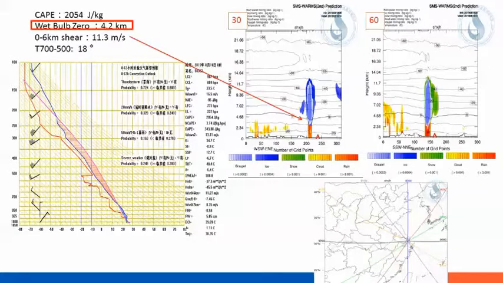The height of the wet bulb temperature zero is 4.2 kilometers. Will it reduce in the future? So look at the right image, which is the vertical distribution of height in meters in two different directions of the model forecasting at 14 o'clock CST.